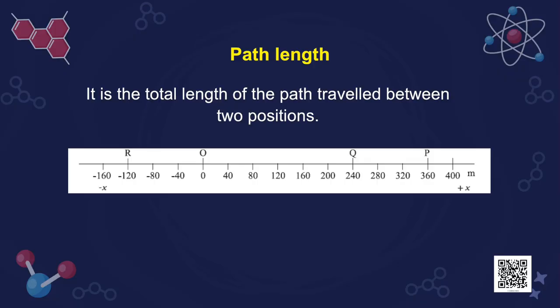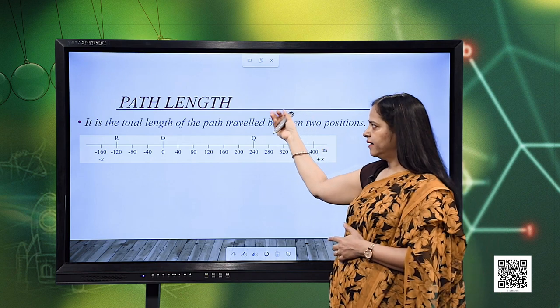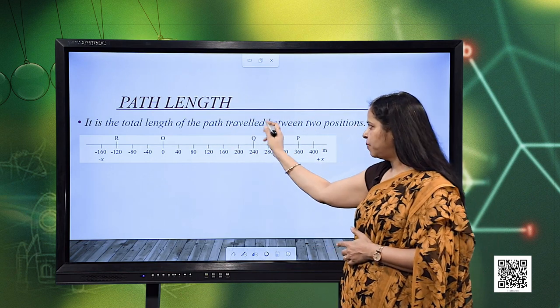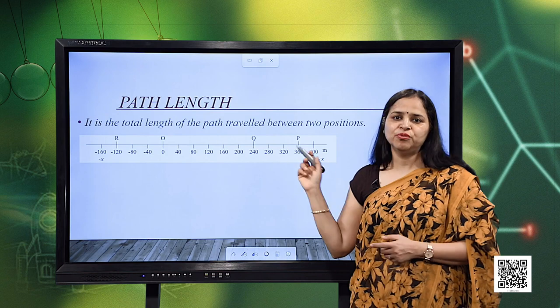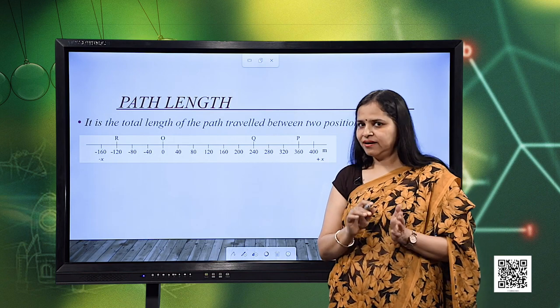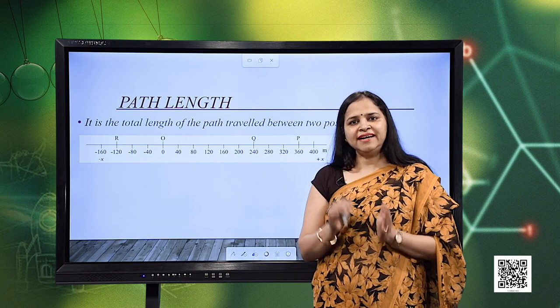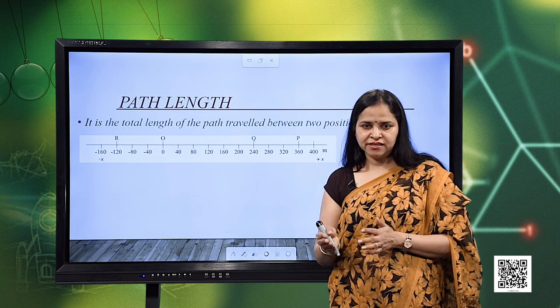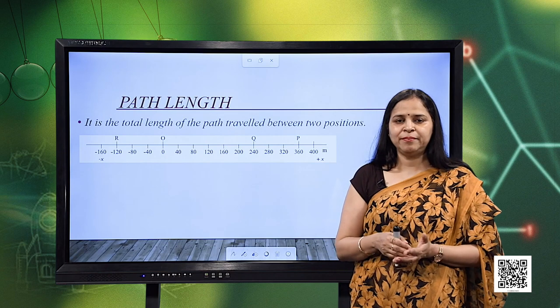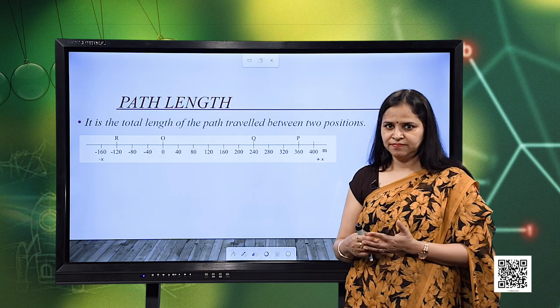Now, let us talk about other physical quantities called displacement and distance. First of all, I will talk about distance or the path length. What is the path length? It is the total length of the path traveled between the two positions. So we are very clear about the positions, how to specify the position of the object. Now, if the object is in motion, how do we describe its distance traveled?